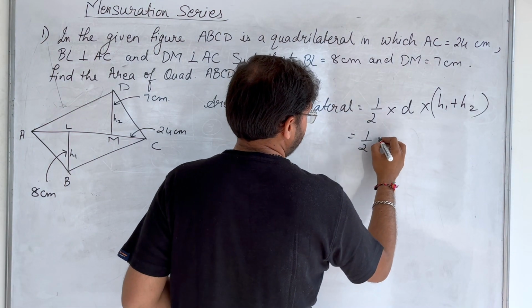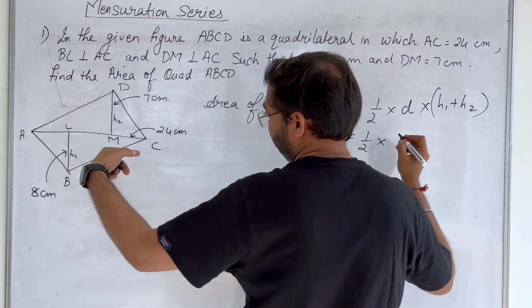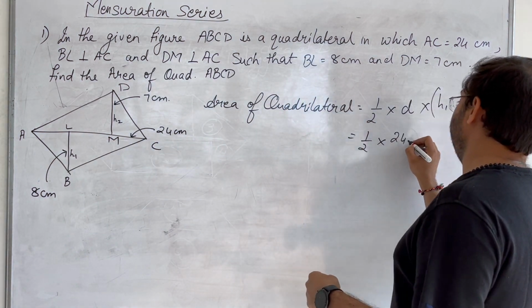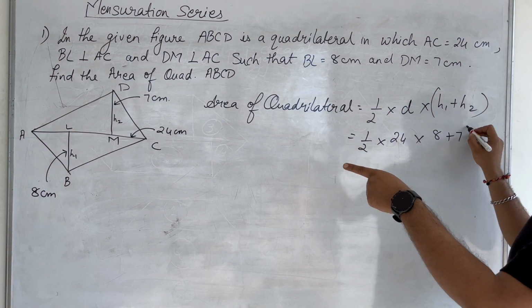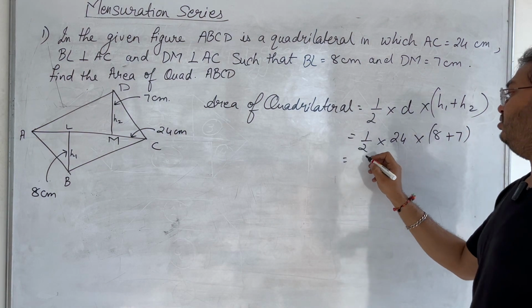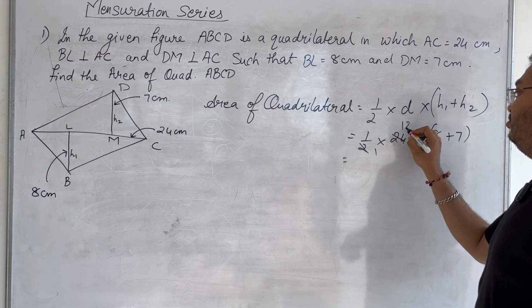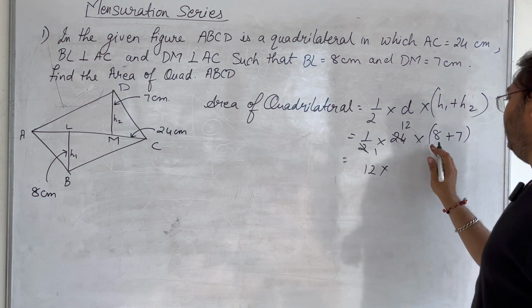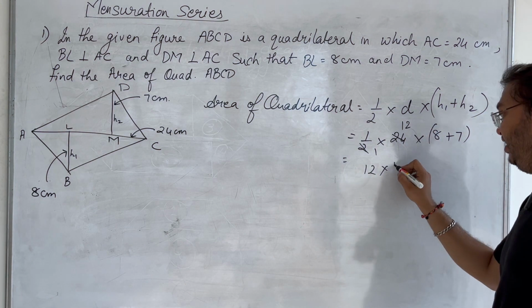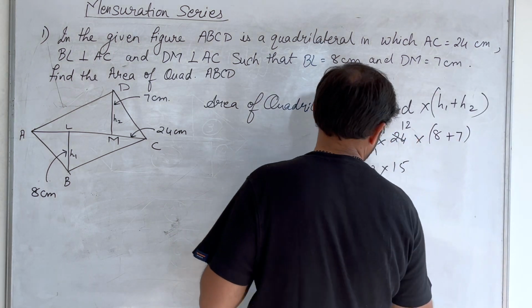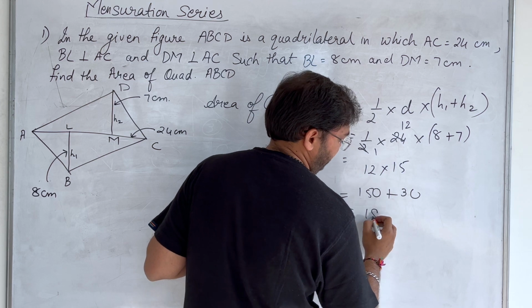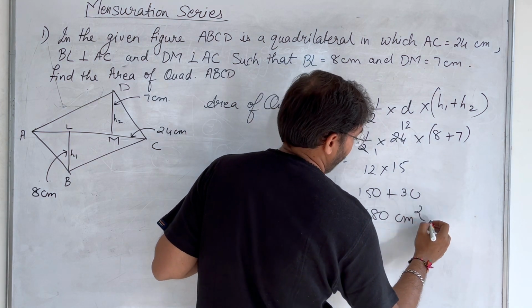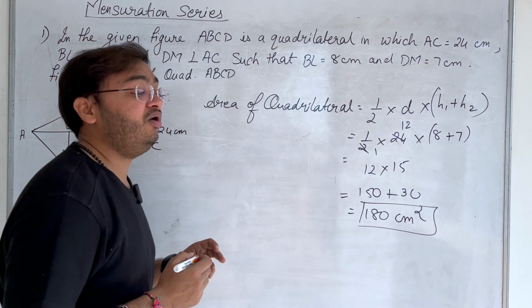Half as it is. What's my diagonal? The base of both the triangles, that is AC, which is 24, into what's my height 1? That is 8, plus what's my height 2? That is 7. So if I cancel, 2 ones are 2, 12s are, so 12 into 8 plus 7, which is 15. So when I add up, I will get 150 plus 30, which equals 180 centimeter square, the area of the quadrilateral.